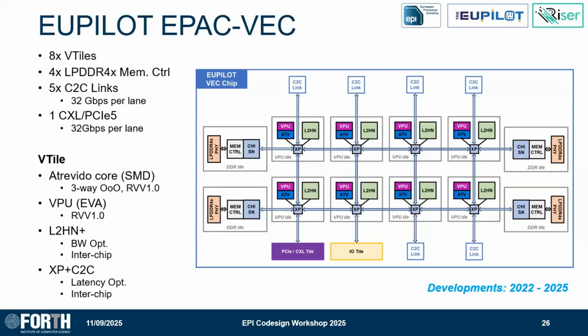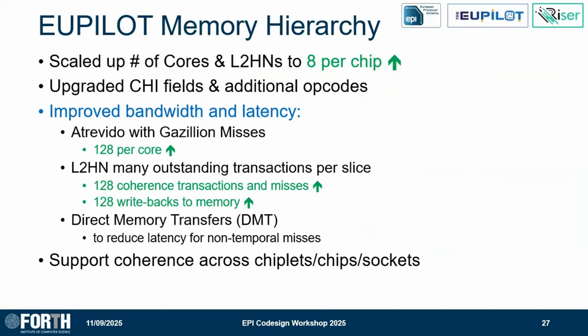And now the V-tile is the newest version of the SemiDynamics Avispado core 3, way out of order, RISC-V Vector 1.0. The newer version of the VPU from BSC, which is the EVA architecture, and advancements in the level 2 and home node, as I will show you, a few more bandwidth optimizations and interchip things. We'll talk a little bit about this quickly. And the crosspoint is lower latency with lots of optimizations, and also extending the NOC with the chip-to-chip links to something bigger. So what has happened here in the memory hierarchy?